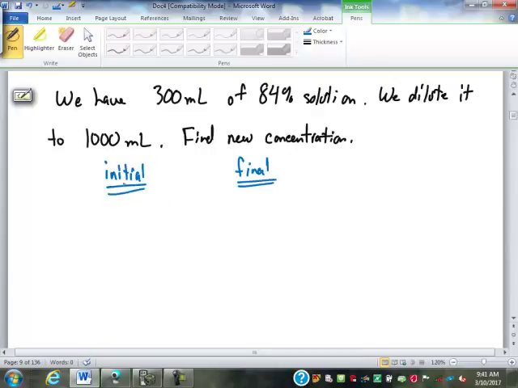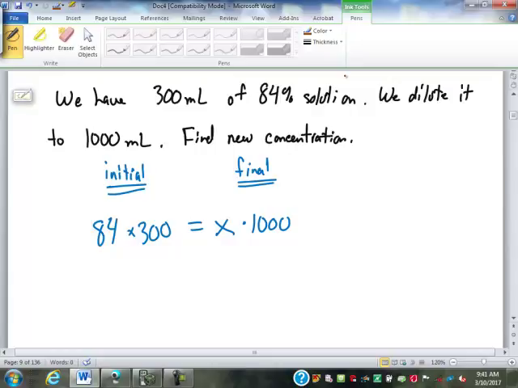So I usually put the initial, or the starting, on the left side and the final, or the ending, on the right side. So we started with 84% times 300 milliliters. Now again, you could do 0.84 times 300, it doesn't matter. On the other side, we don't know the percent, so that's X times 1,000 milliliters.